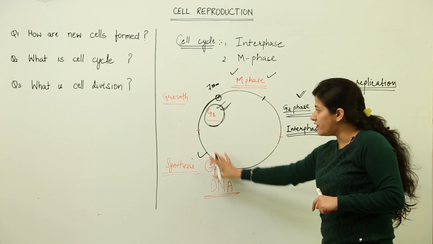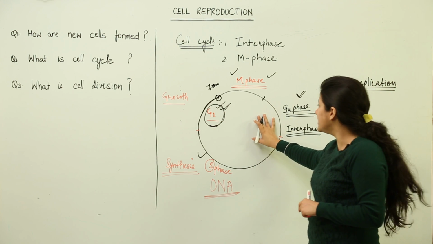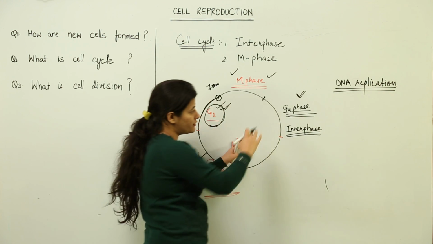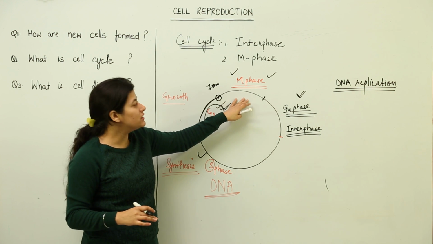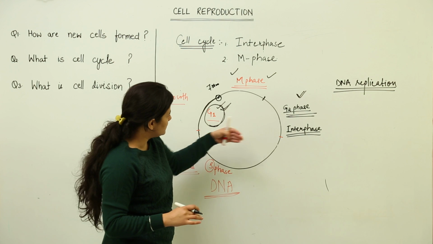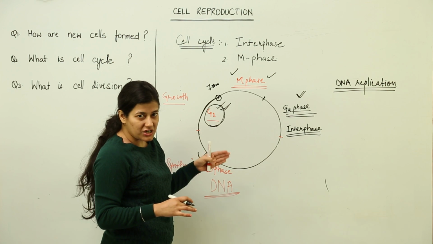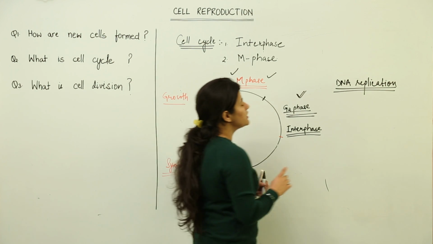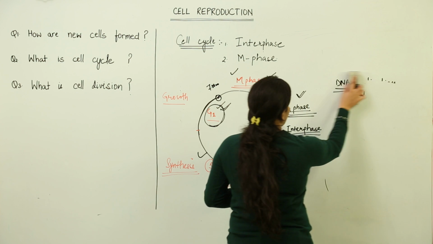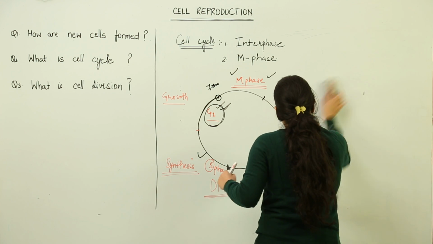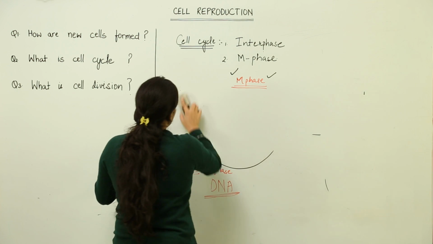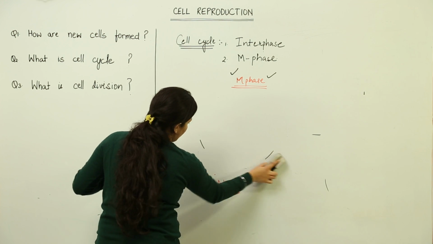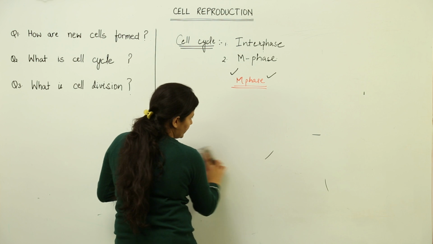When this interphase is completed, taking the 95% of lifespan of a cell, remaining 5% of the lifespan would be spent in giving away the genetic material to both the daughter cells. So what is important in cell reproduction? It is basically the M phase, which is the phase of a lot of activity.